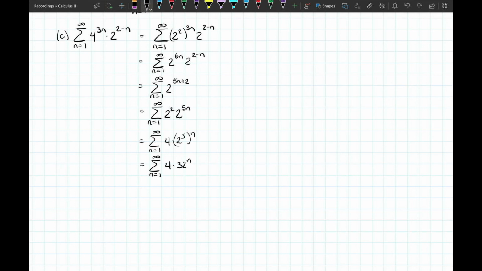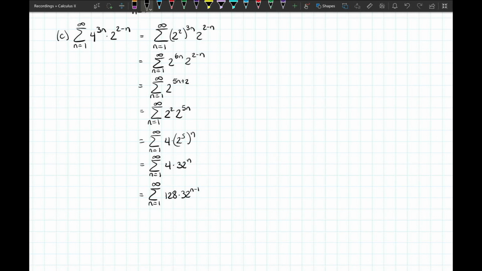That 2 squared is equal to 4, and splitting up 2 to the 5n, we can write that as 32 to the power n. And you can probably already see here that our ratio is 32. So this is definitely divergent, but one more step and we can turn this into ar to the n minus 1 if we want, just by taking that 32 to the n and splitting it up into 32 times 32 to the n minus 1. That gives us 128 times 32 to the n minus 1.